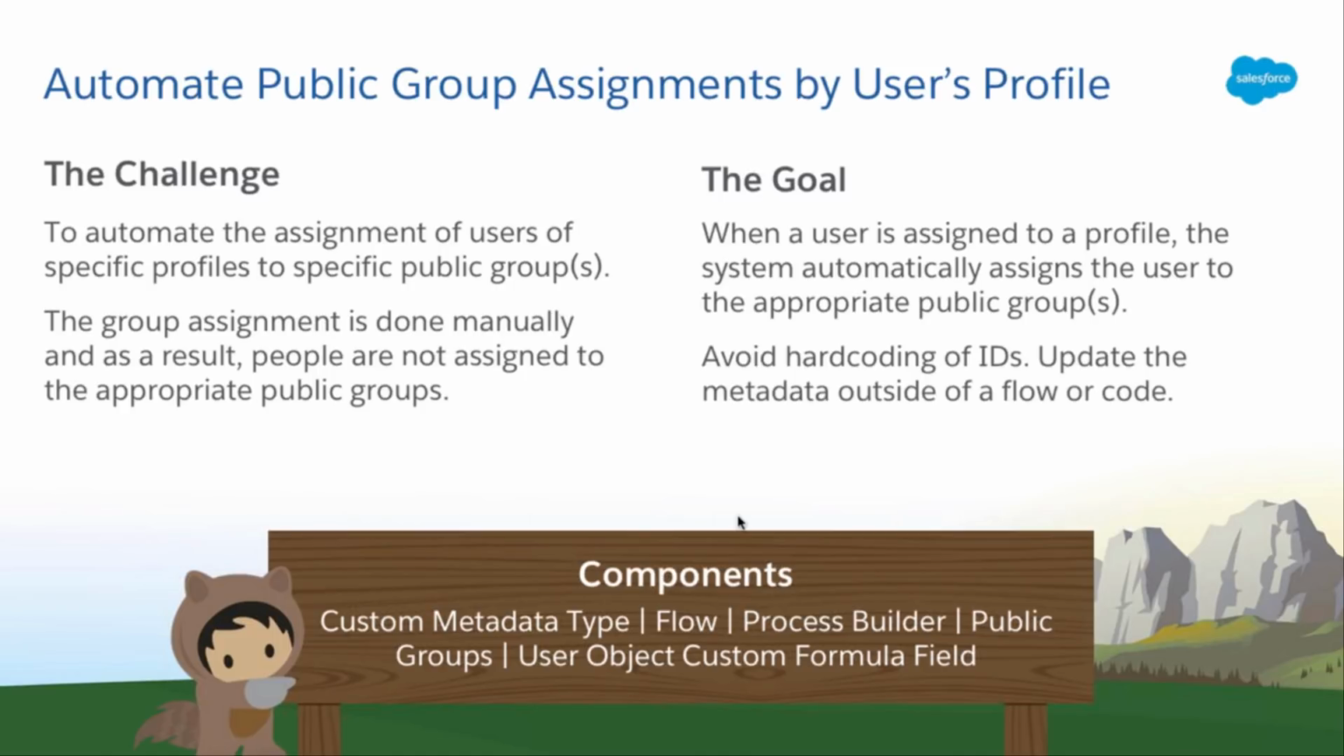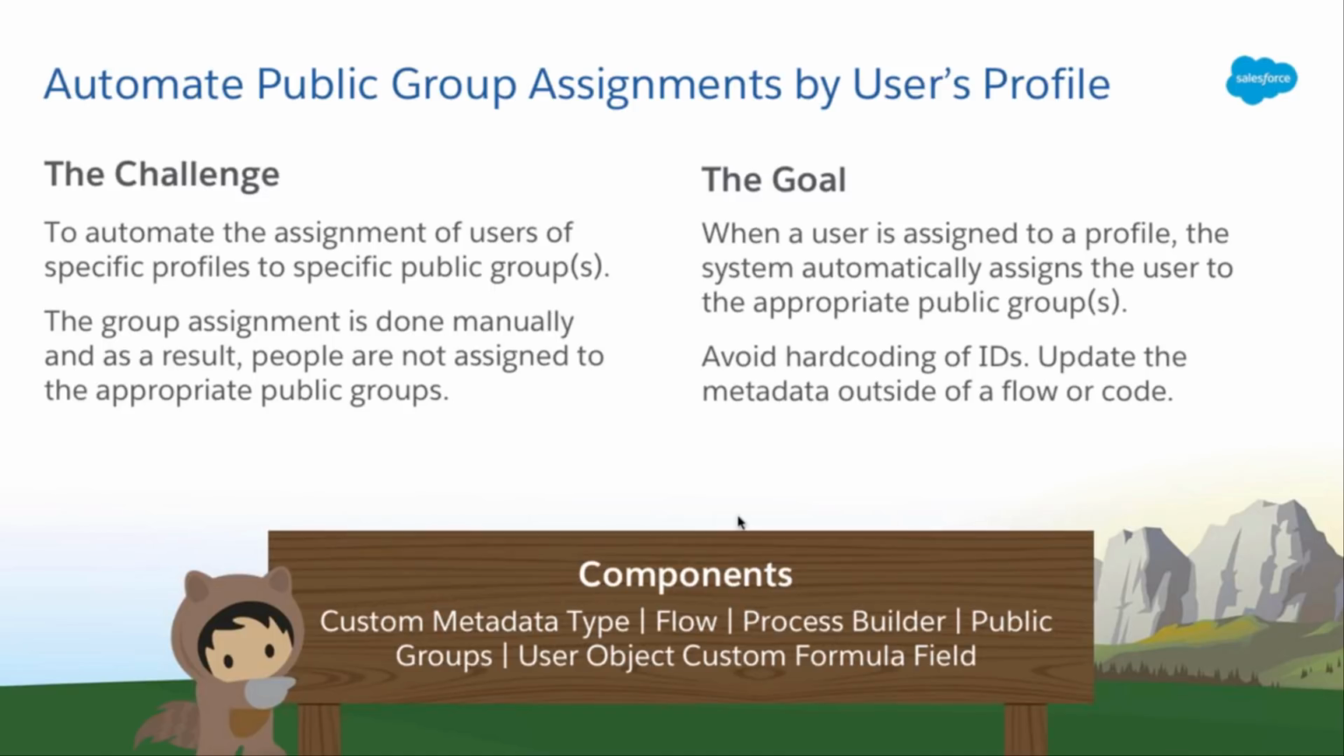How this could become a problem is if you're using public groups for security reasons to give access to reports or dashboards or specific queues. If a person doesn't have the access, they can't do their job, right, or access the data. Or if you leave someone in a group they shouldn't have access to, that could cause security issues as well. So what we want to do is automate that for our users.